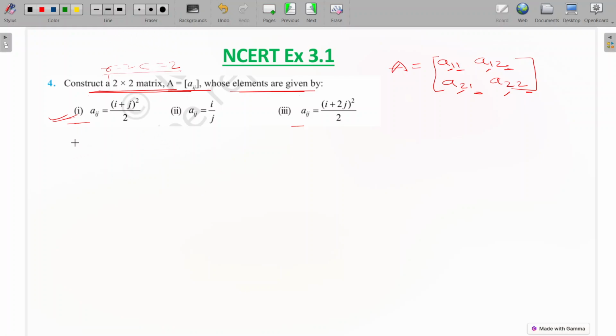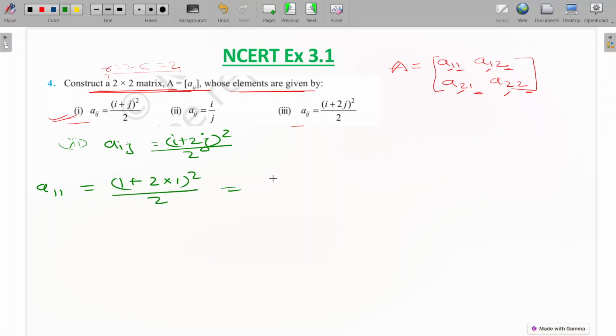Now the third one we are solving. Aij is given as (i plus 2j) whole square by 2. So for A11, put the value of i and j both as 1 in the above equation: (1 plus 2 into 1) whole square by 2. It's like 1 plus 2, it's 3, 3 whole square is 9 by 2.